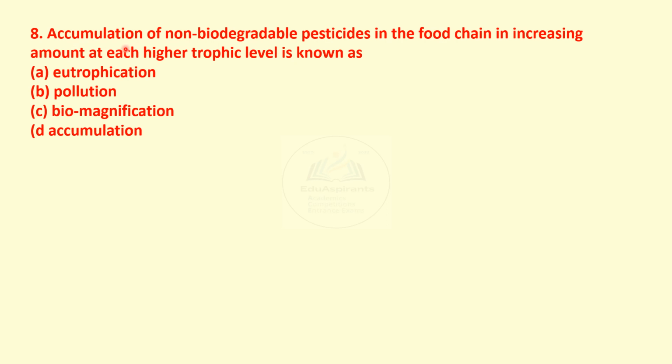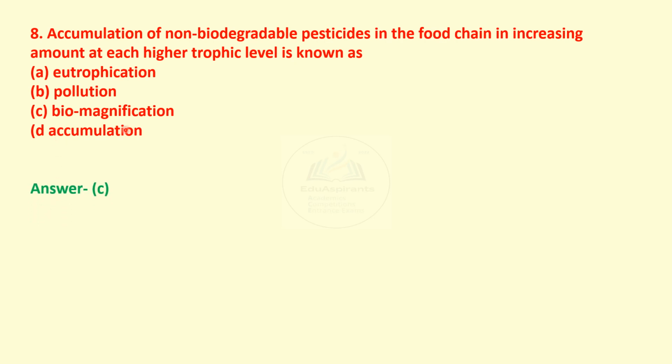8. Accumulation of non-biodegradable pesticides in the food chain in increasing amount at each higher trophic level is known as eutrophication, pollution, biomagnification or accumulation. Let us see the answer.